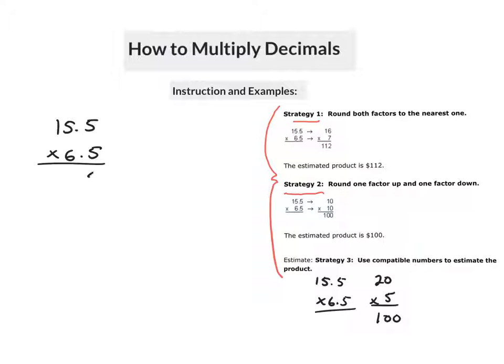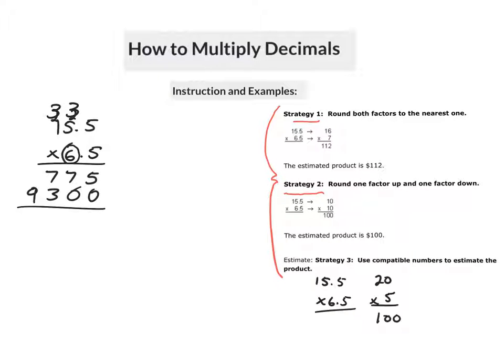5 times 5 is 25, carry the 2. 5 times 5 is 25, plus 2 is 27. 5 times 1 is 5, plus 2 is 7. We have to put a 0 because we're on to the next place value. So we're holding that place value. 6 times 5 is 30. This becomes a 3. 6 times 5 is 30, plus 3 is 33. Carry the 3. 6 times 1 is 6, plus 3 is 9.